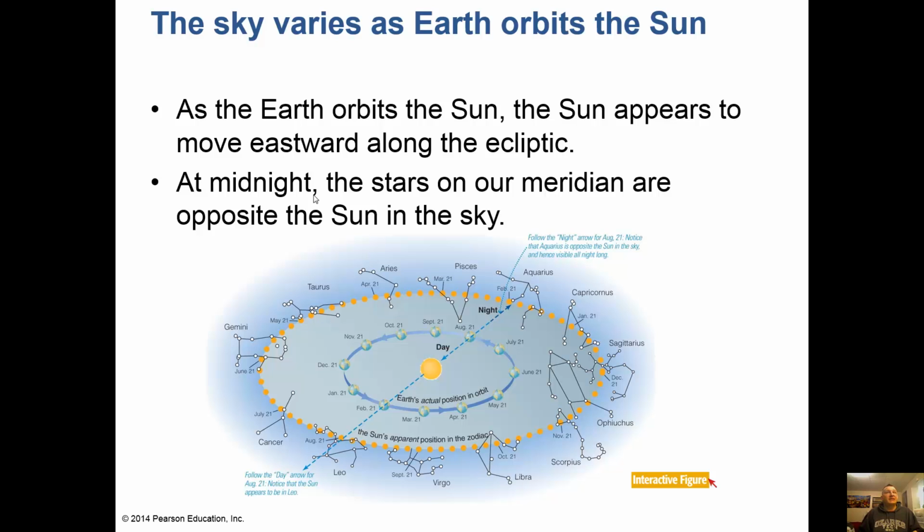The sky varies as the Earth orbits the Sun. And so as the Earth goes around the Sun throughout the course of a year, the Sun appears to move eastward along the ecliptic.